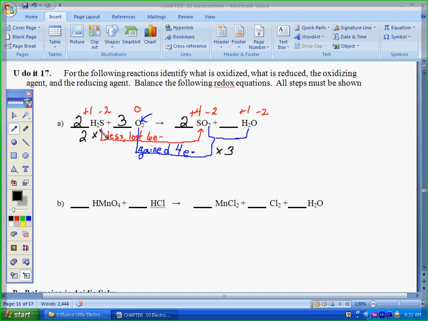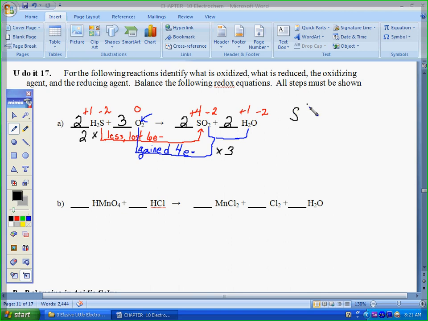I have 4 hydrogens on this side, so I need 4 hydrogens on that side. I'm going to double check that I have the same oxygens on my right-hand side and left-hand side. I have 2 plus 4 over here, 6 oxygens, and 6 oxygens there. So we are balanced.